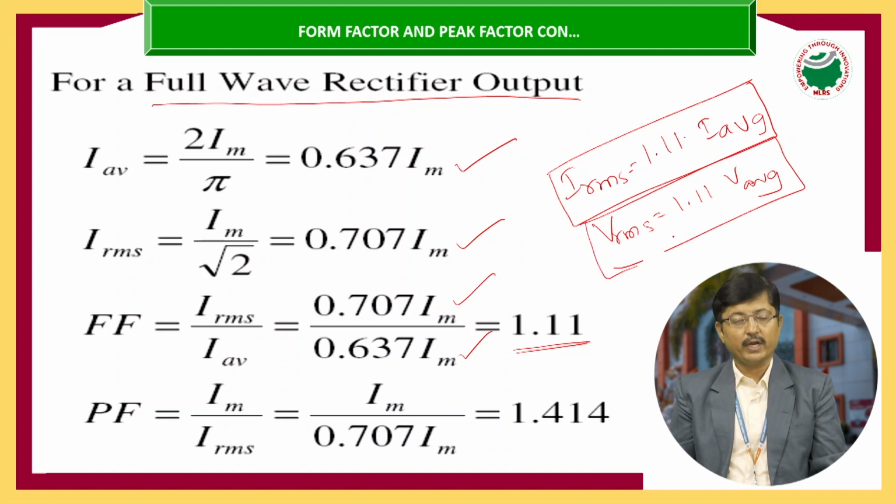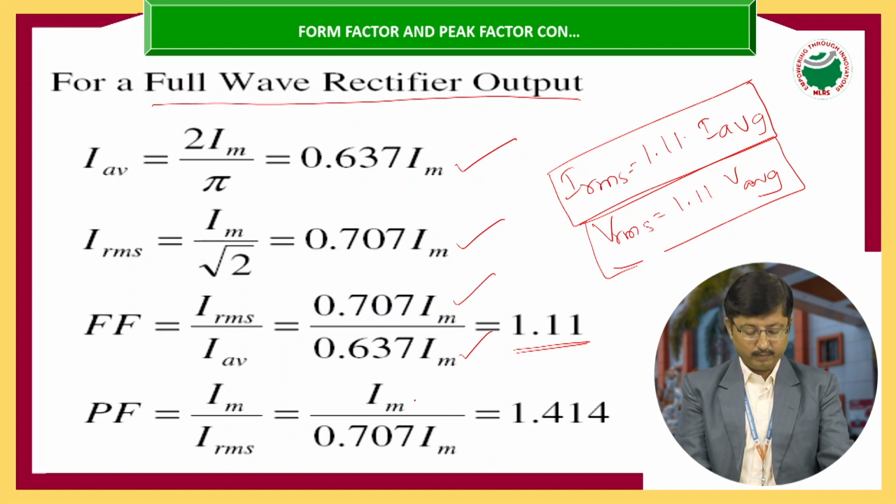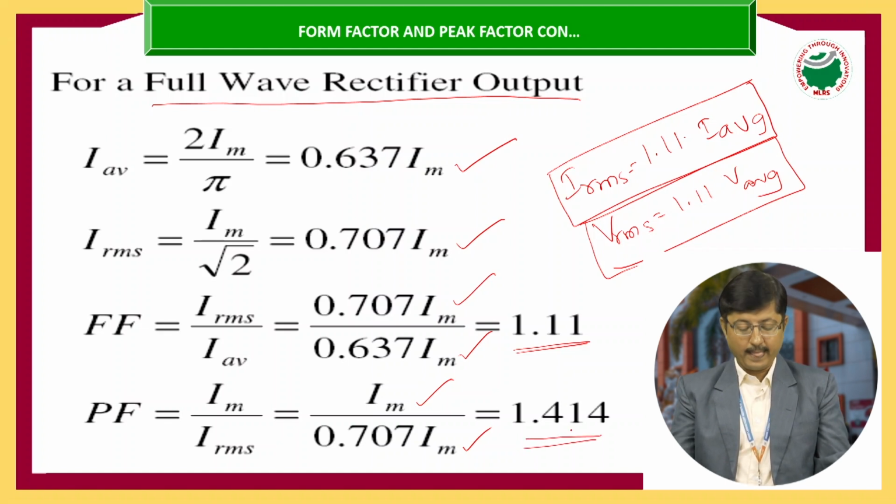Coming to the peak factor or crest factor of the full wave rectifier circuit, that is the ratio of maximum current to the RMS current. Then we are getting the result as 1.414.